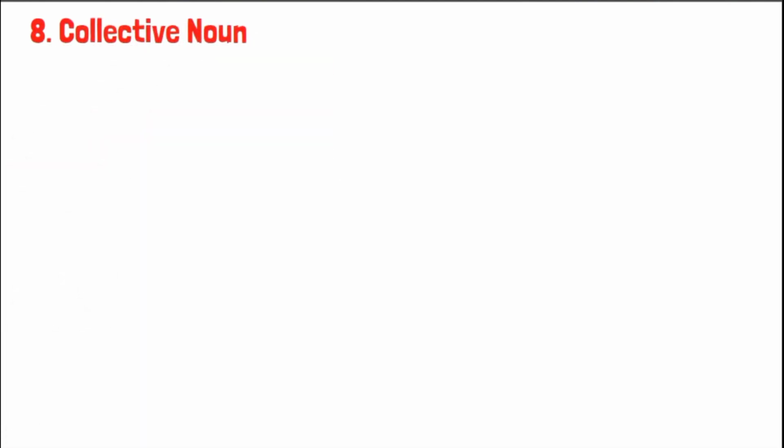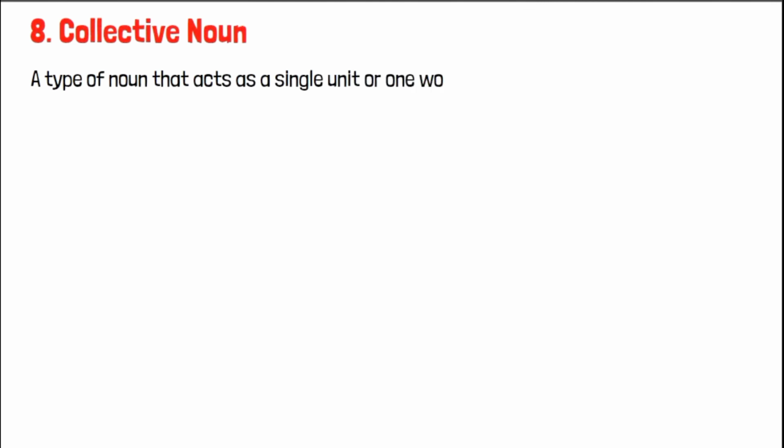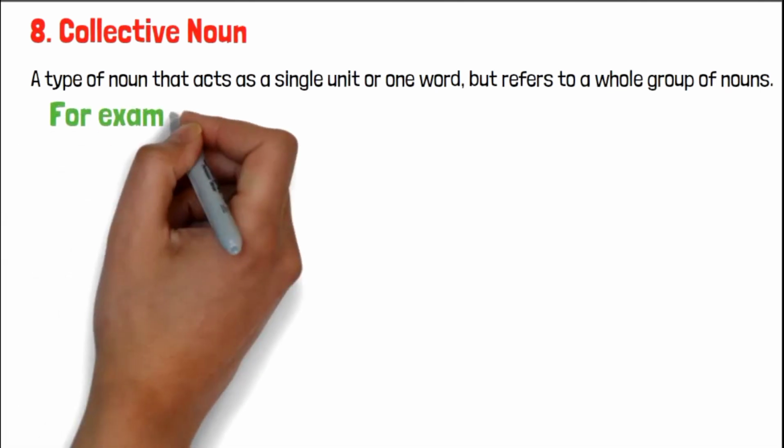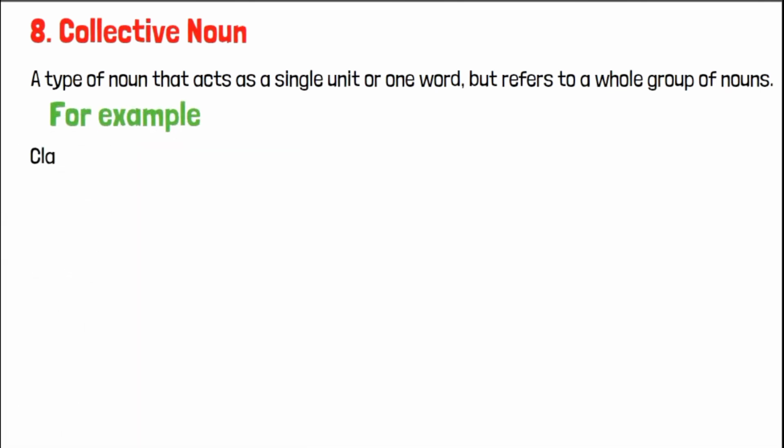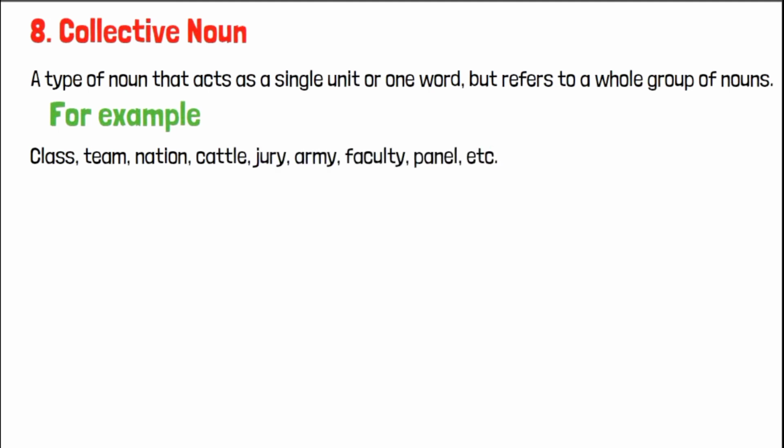Collective noun. A type of noun that acts as a single unit or one word, but refers to a whole group of nouns. It is the group of things, people, or animals. For instance, class, team, nation, cattle, jury, army, faculty, panel. All these are collective nouns.